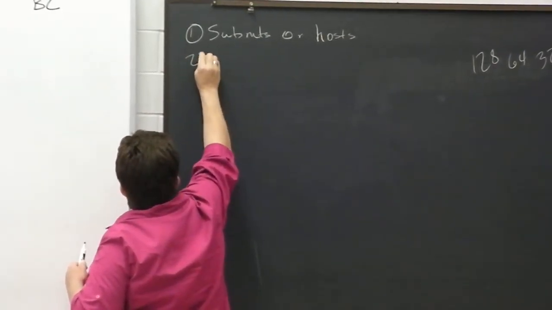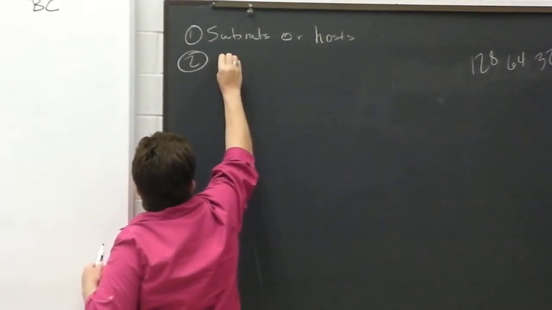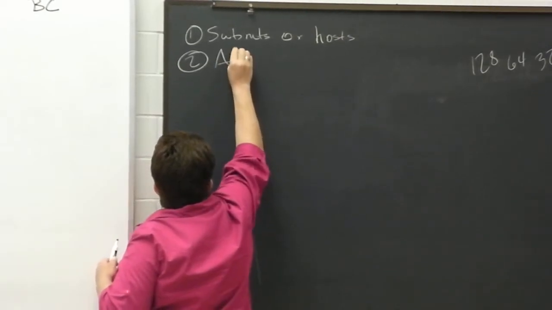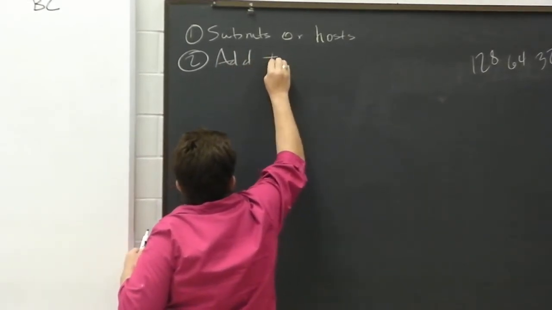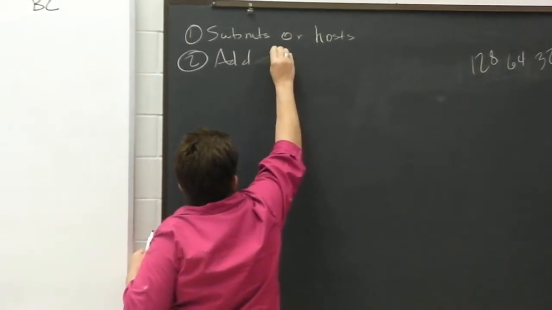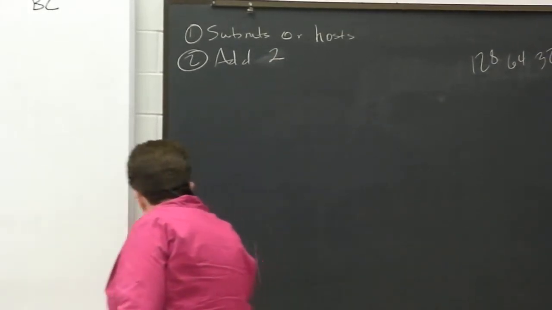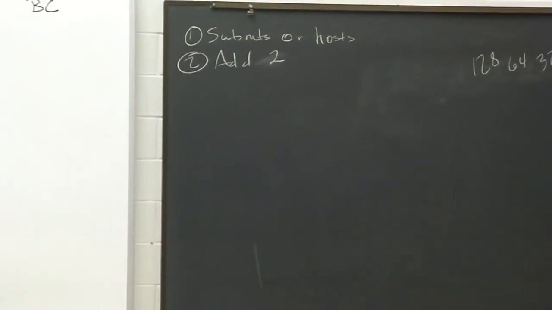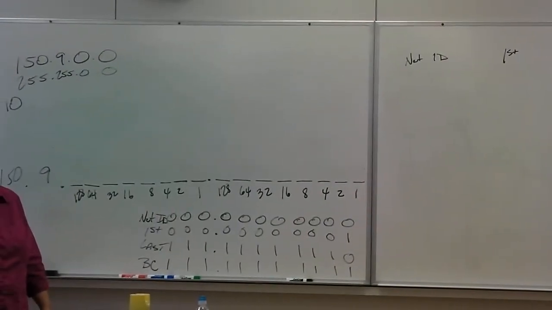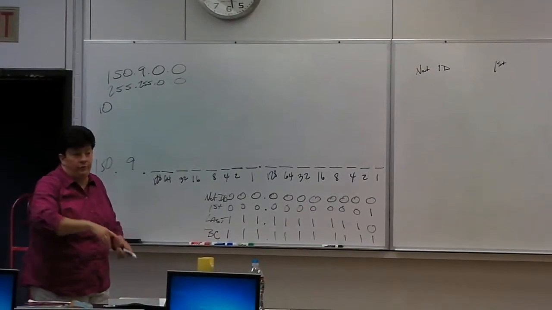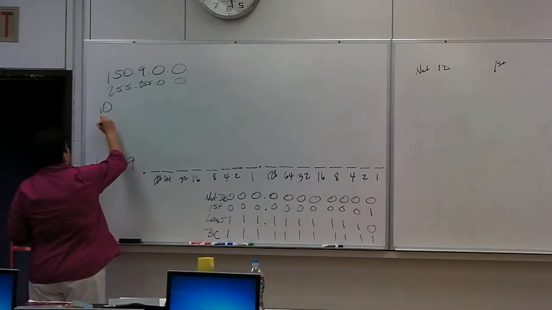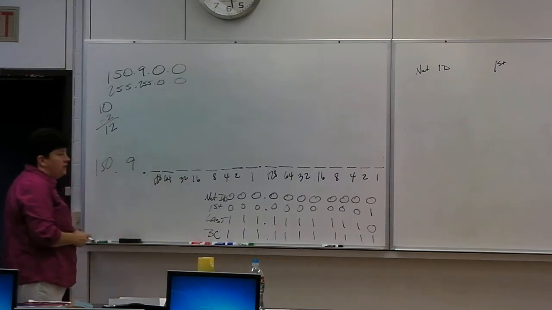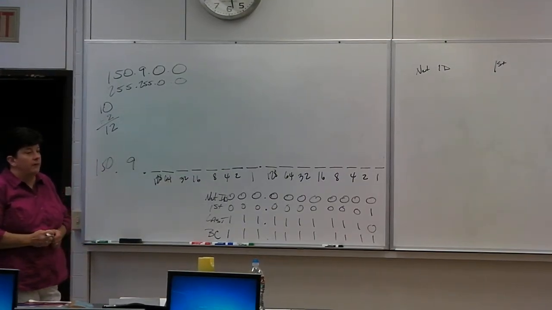Remember, there are two addresses we're not allowed to use. So secondly, no matter what, for now, we're going to add 2 to the given number, to accommodate those two addresses, the all ones and the all zeros that we're not allowed to use. If you ask me for 10, I've got to add 2 to that. I need to give you at least 12. Right?